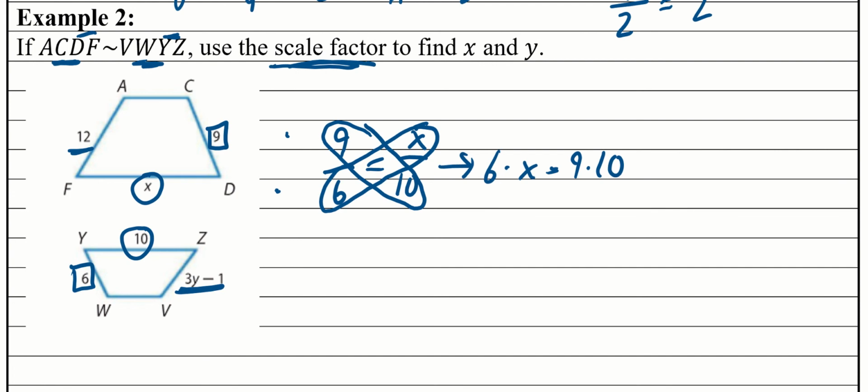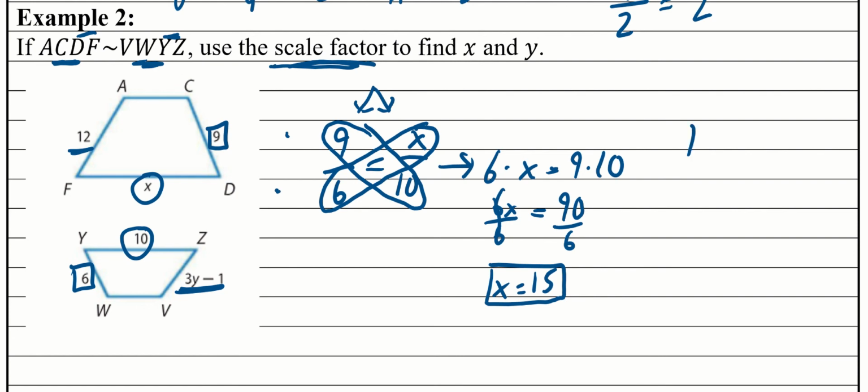So 6 times X, simple enough, is just 6X, and then 9 times 10 is 90. And now we can just go ahead and solve this for X like a normal algebra problem. So I would divide by 6 on both sides, and I'd get X equals 90 divided by 6, which is 15 here. Okay, and this would be my final answer. If I wanted to, I could plug this back in and make sure that is correct, and it would be. Both of these fractions would end up simplifying down to 3 over 2.